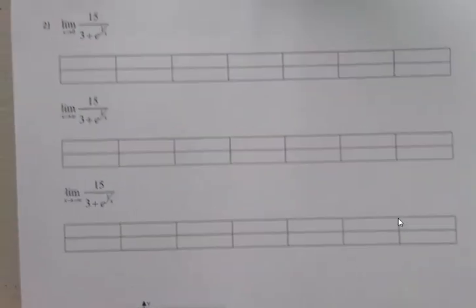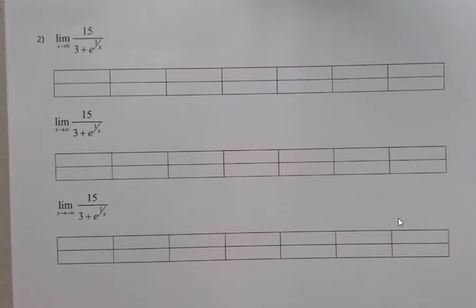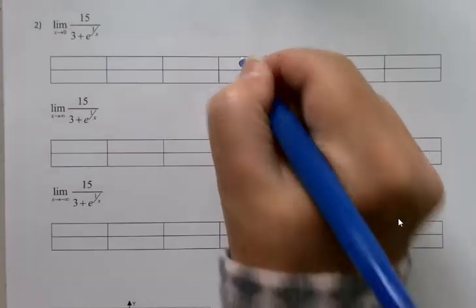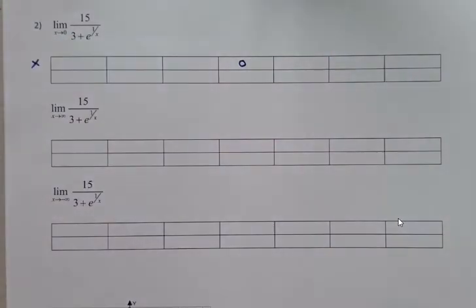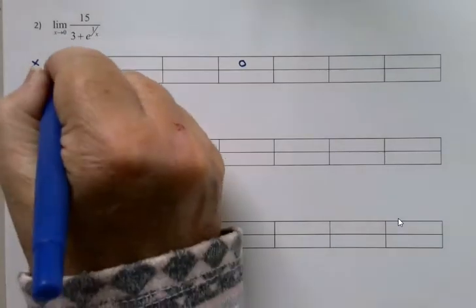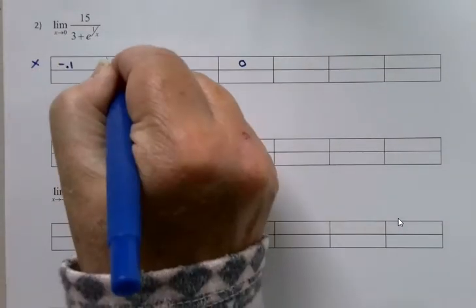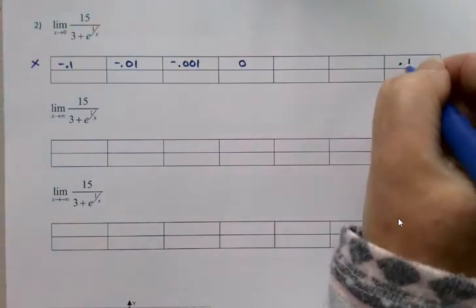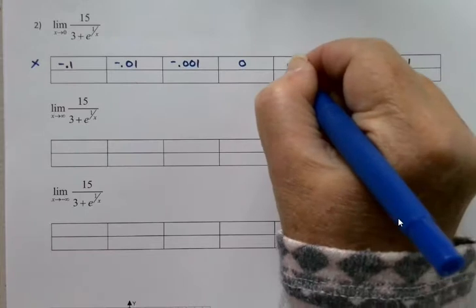I'd like to go ahead and take a look at another function here. We've got the limit as x goes to 0 plus and minus. And this time our function is 15 over 3 plus e to the 1 over x. So once again, my goal is to approach 0. And so I'm going to pick the same values as I did last time. I'll start 1/10 away, and then 100th, and then 1,000th on both the left side and the right side.